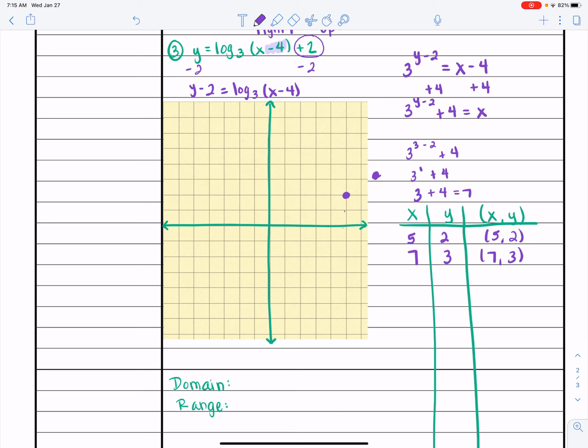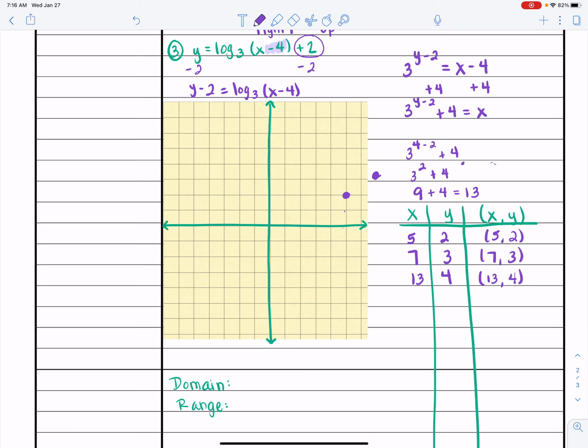Okay, now, what if we picked 4? 4 minus 2 is 2. 3 squared is 9. 9 plus 4 is 13. So before I go up anymore, I'm going to end up way out at x is 13, and I didn't make my graph big enough for that. But we can get a pretty good idea. It kind of levels out. So now we're all the way over here-ish, okay?